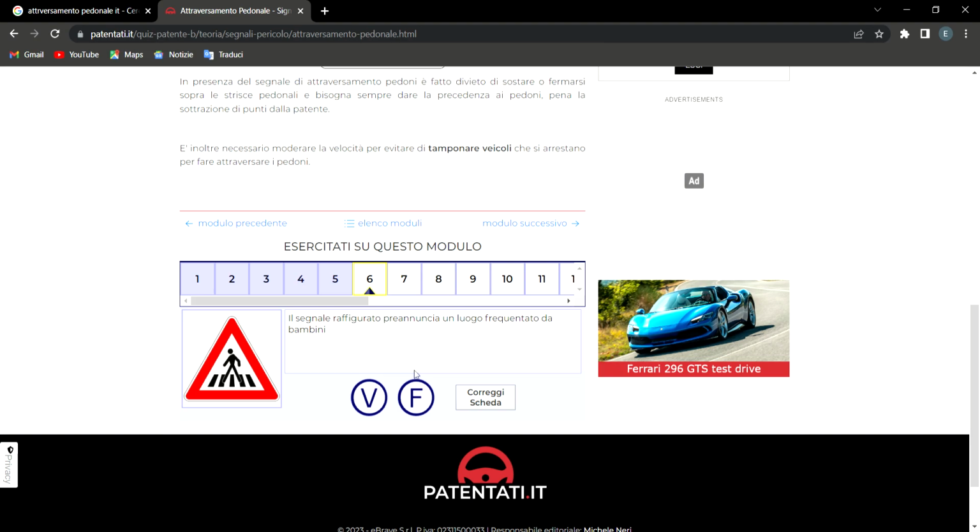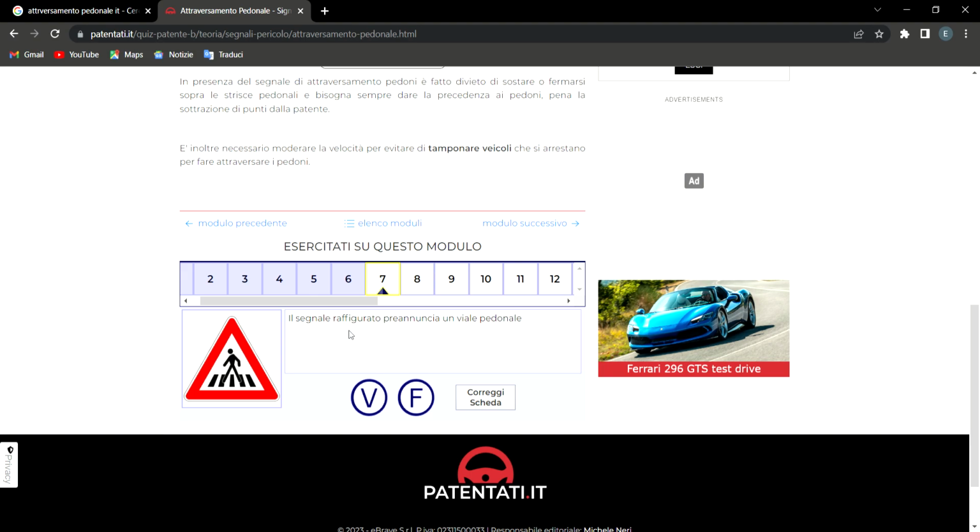Number 6 says: il segnale raffigurato pronuncia un luogo frequentato da bambini. And this one is falso, because this very sign pronounces the pedestrian crossing line. It does not pronounce a road where children are usually found. So this very one is falso.